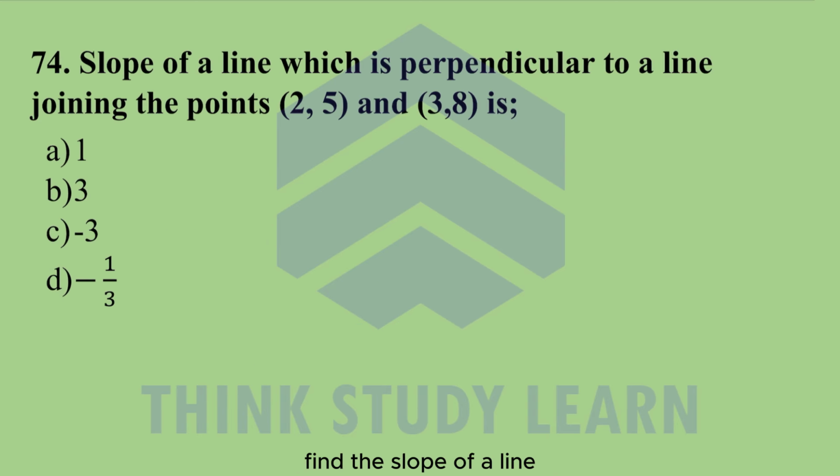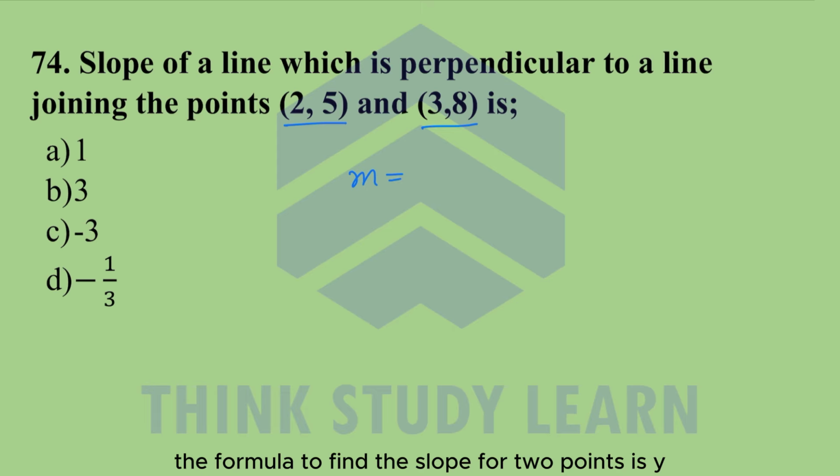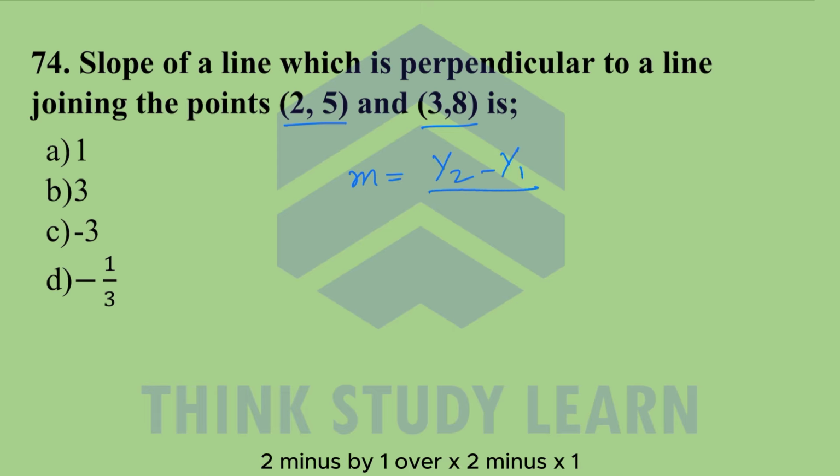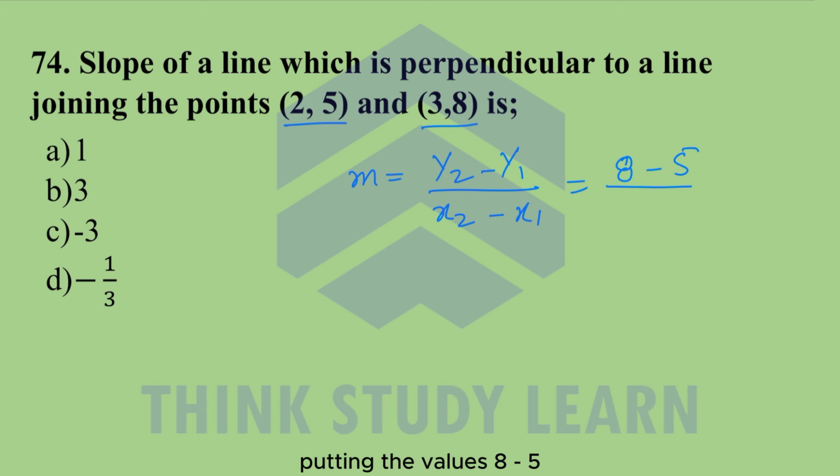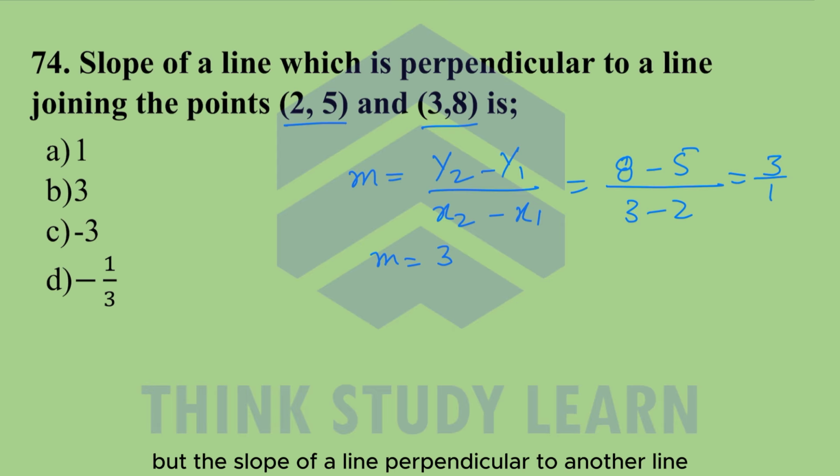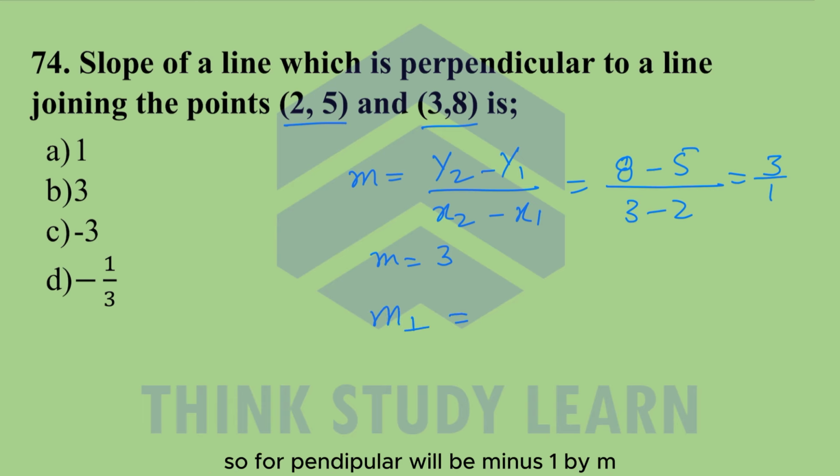Find the slope of a line which is perpendicular to a line joining the points 2 and 5 and 3 and 8. The formula to find the slope for 2 points is y2 minus y1 over x2 minus x1. Putting the values 8 minus 5, 3 minus 2 will give us 3 by 1. So the slope is 3, but the slope of a line perpendicular to another line with slope m is given by negative reciprocal of the slope m. So for perpendicular will be minus 1 by m.